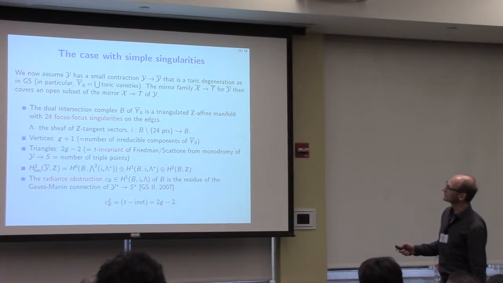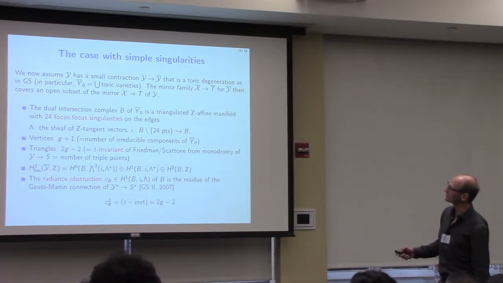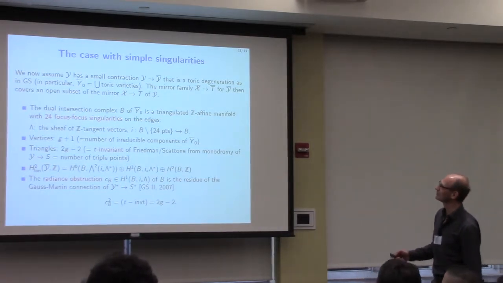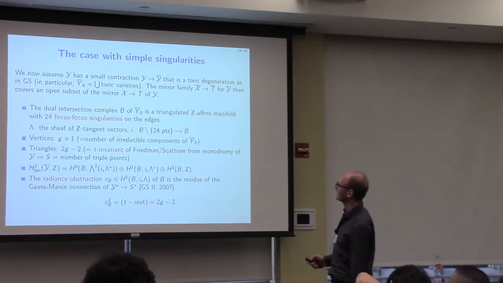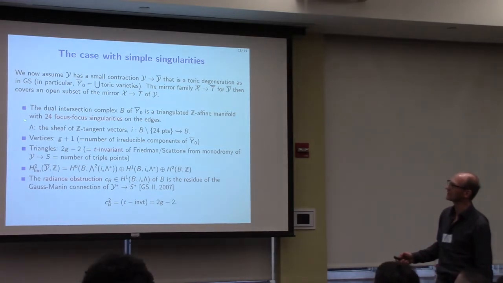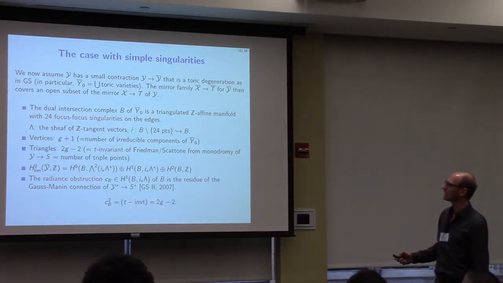So what is this now? Here are the 24 focus-focus singularities on the edges, as you, Maxim, proved first. And then we have a sheaf of integral tangent vectors. They will come up in various formulas. I always denote it by lambda. And I is the inclusion of the complement of these 24 points.